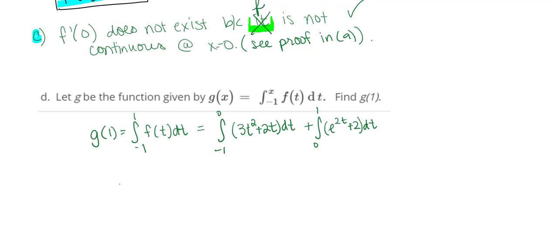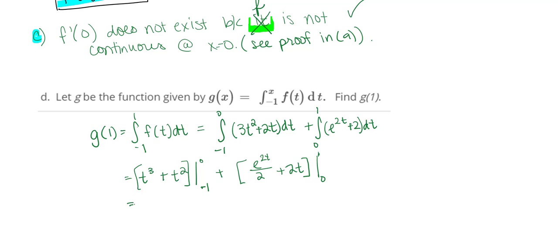When I plug that in, I need to integrate, well, let's integrate first. So this t squared becomes t cubed, 1/3 times 3 is just t cubed, plus you have t squared divided by 2, so 2 divided by 2 is 1. And that's being evaluated from -1 to 0. And then that second piece, when I integrate this guy, I get e to the 2t divided by 2, or 1/2 e to the 2t, plus 2t. And we're evaluating that from 0 to 1.